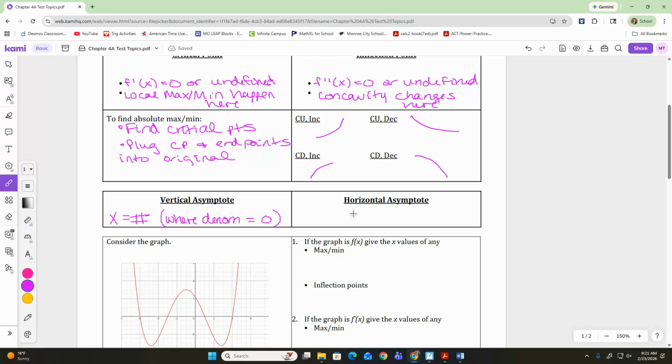Okay, horizontal asymptotes. What are those? How do we find those? Take the limit of the function as x approaches positive and negative infinity. So those are always going to be y equals a number.